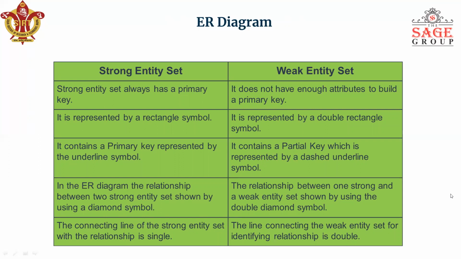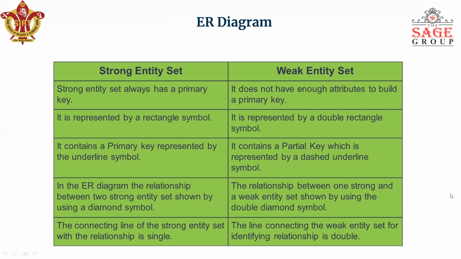The weak entity set does not have attributes to build a primary key. Second point: the strong entity set is represented by a rectangle symbol, and the weak entity set by the double rectangle symbol, as we have already seen in the previous slide. A strong entity set contains a primary key, represented by an underline. It is an attribute whose value is unique and not null, and the primary key is represented by a single straight line.